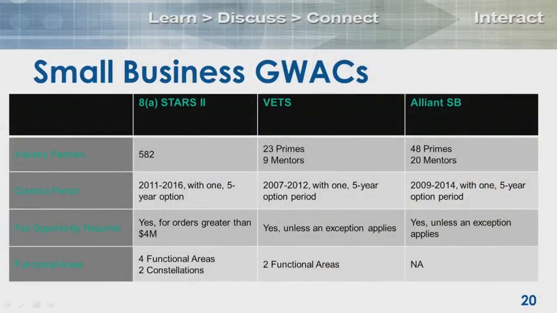Each one of these GWACs on the screen had a 5-year base with one 5-year option. Okay? The 8A Stars is the only one we're still in the base period with. I should say 8A Stars 2. The VETs GWAC and the Alliance Small Business GWAC were both in the option period. I'll use 8A Stars 2, for example: 2011 to 2016 with one 5-year option. So that to me says, well, this GWAC just goes to 2021. But I want you guys to know that's just the ordering period.